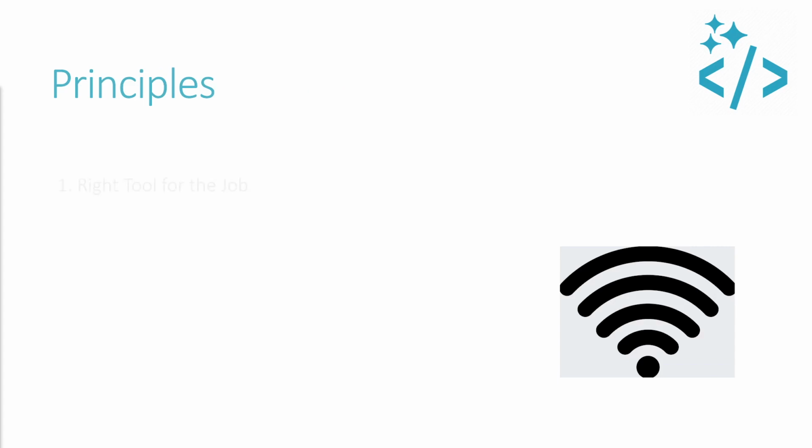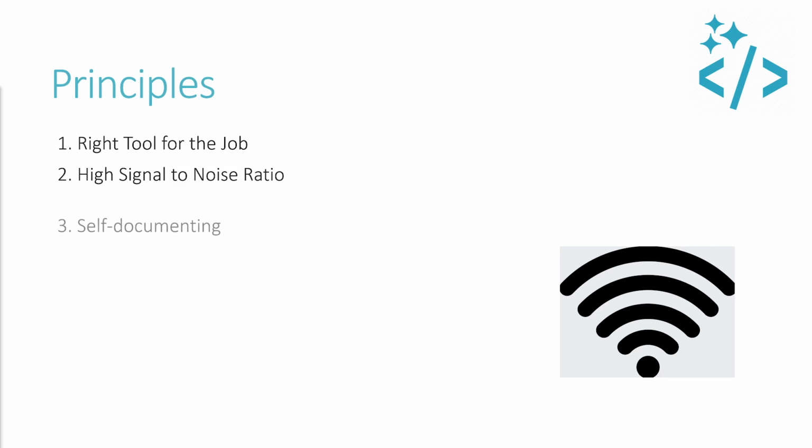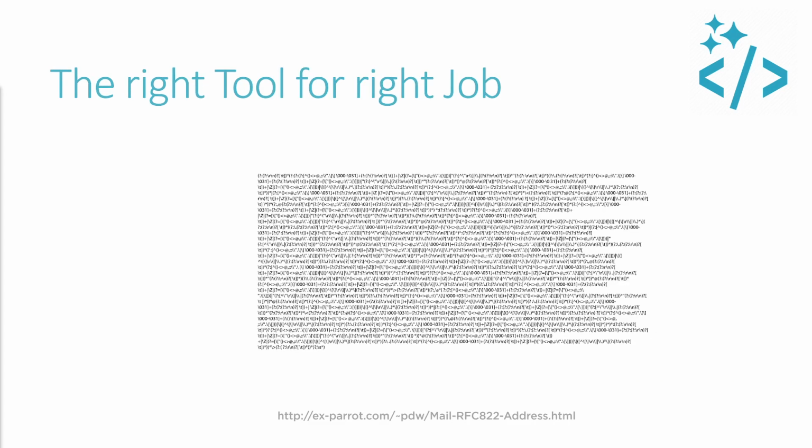Principles of clean coding. We need to have the right tool for the right job. We need to have a high signal to noise ratio. This means, like in radio communications, to have the least lines of code in order to express a functionality. This means you shouldn't have unnecessary comments, unnecessary white spaces, and things which clutter your code base. Your code should be self-documenting, so you don't need unnecessary comments, and the method and class names should be very well written.